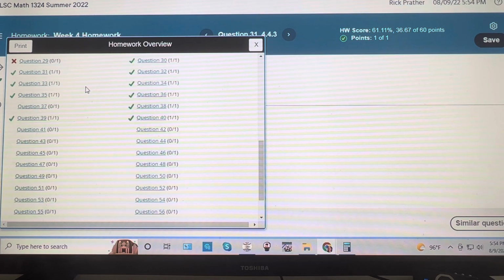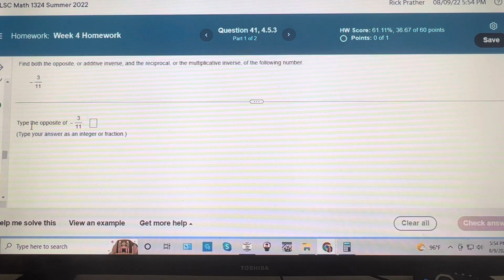Okay, so at least you got to see a little bit more of that since I messed it up last time. 41, now we're in a different section, and this will definitely go quicker on this problem. Find both the opposite or additive inverse and the reciprocal or multiplicative inverse of the following number.